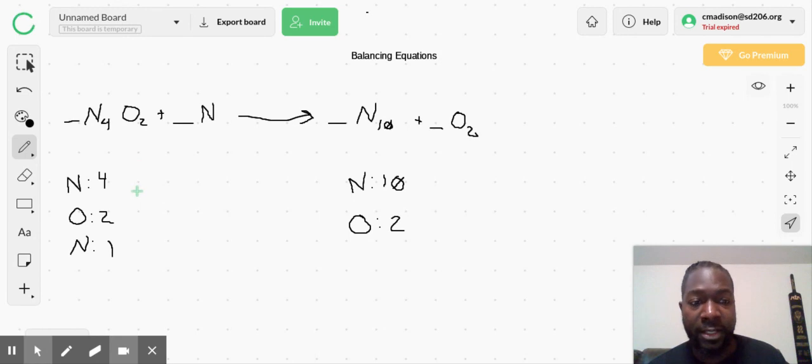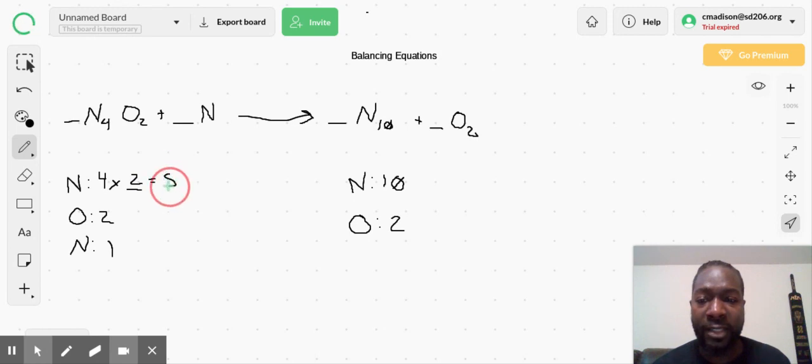So what we're going to have to do is think this thing through, and we're going to have to think about multiplication and addition. So the first thing we're going to do is increase this first nitrogen. We're going to multiply by 2. 4 times 2 is 8. So I'm going to put a 2 right here as the coefficient. Now, whatever I do to this one, I have to do to this one because there's no plus sign. That's a compound.